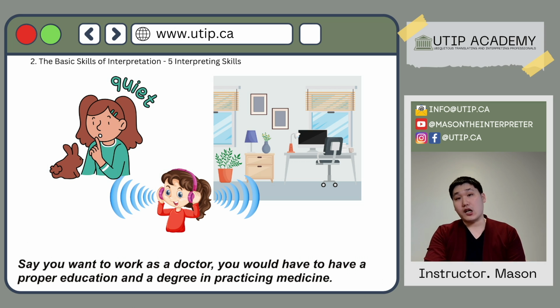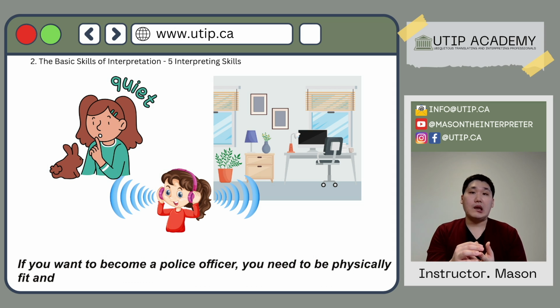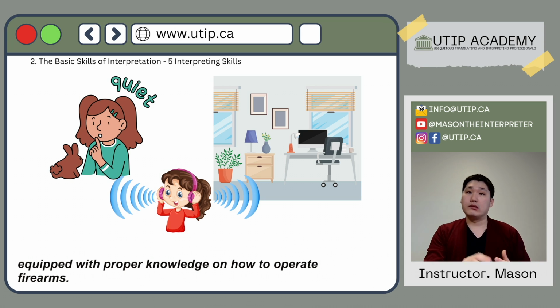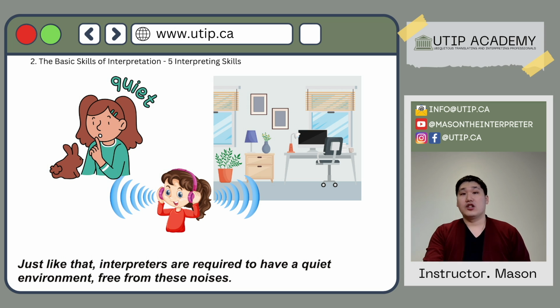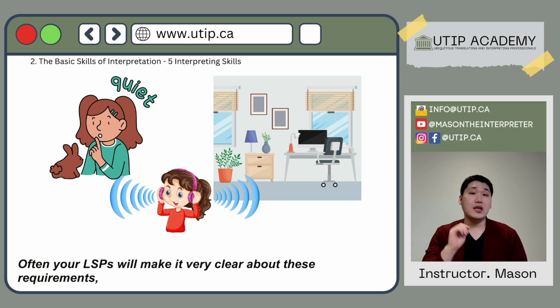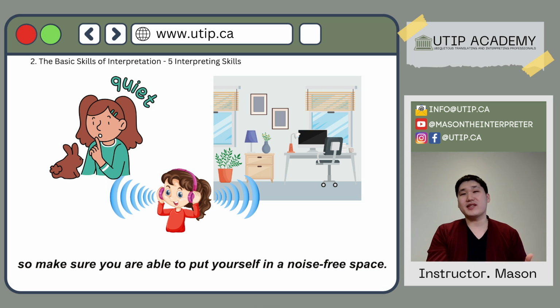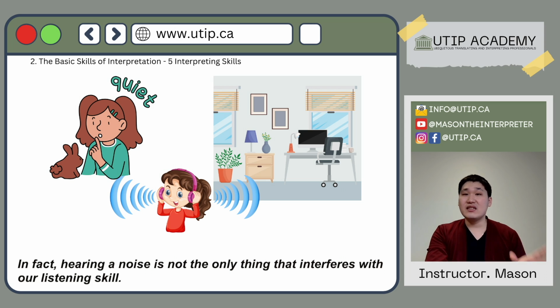Say you want to work as a doctor. You would have to have a proper education and a degree in practicing medicine. If you want to become a police officer, you need to be physically fit and equipped with proper knowledge on how to operate firearms. Just like that, interpreters are required to have a quiet environment, free from these noises. Often your LSPs will make it very clear about these requirements, so make sure you are able to put yourself in a noise-free space.